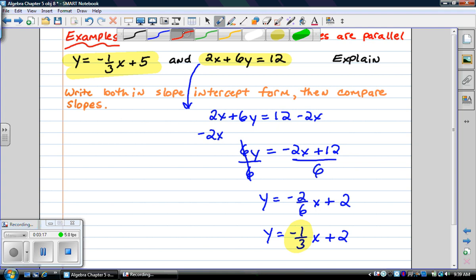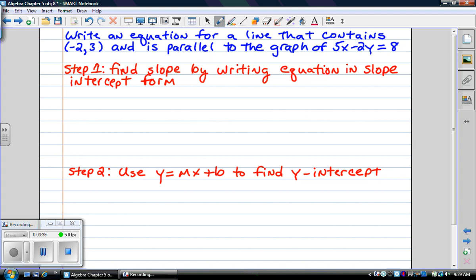My other equation that I'm comparing to also has a slope of negative 1/3. The y-intercepts are different, positive 5 and positive 2. If the slopes are the same and the y-intercepts are different, the answer to the original question, determine whether these lines are parallel, would be yes. Same slopes, different y-intercepts. All right, let's get to our next example.